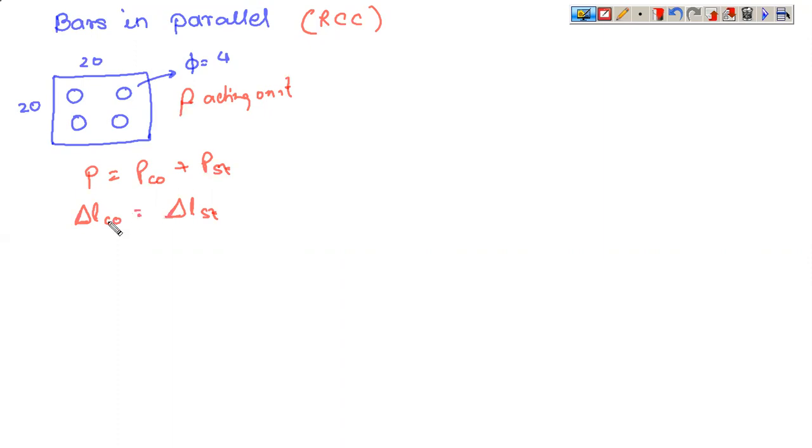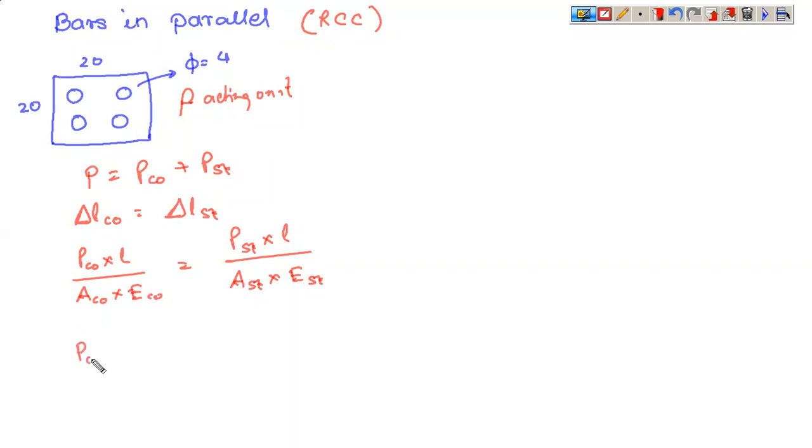So now again you have two equations. So how do you do it? Delta L of concrete is P concrete into length, obviously it is same for both, by area concrete into E concrete. This is equal to P steel into length divided by A steel into E steel. So from here you derive a relationship between concrete and steel, and you put it here. The value of P will obviously be known to you. So you can calculate the values of concrete and steel.